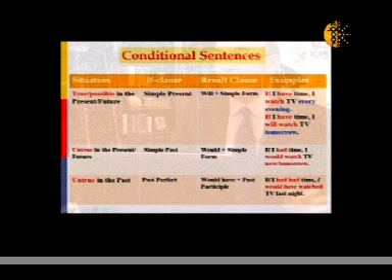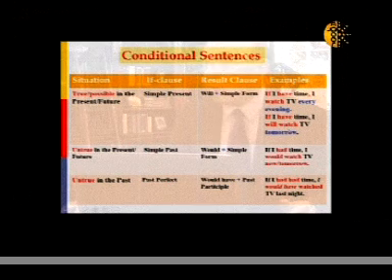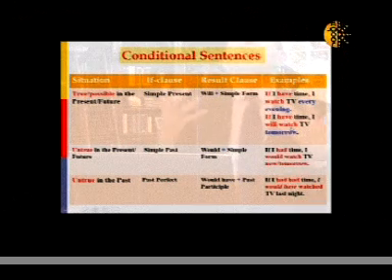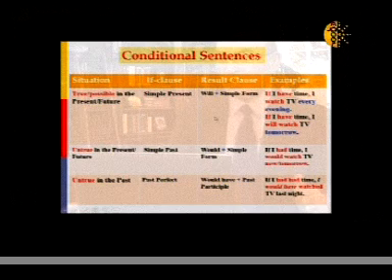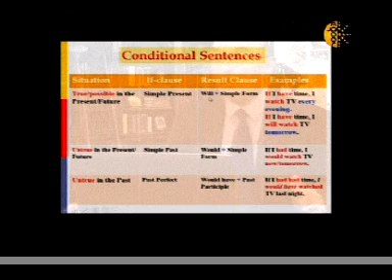Like, as I gave you the example last time, if I have time, I watch TV every night. Or if I have time, I will watch TV every night. This is a possibility. So if something is possible, you use simple present tense in the if clause, and you use will plus the simple form in the result clause.